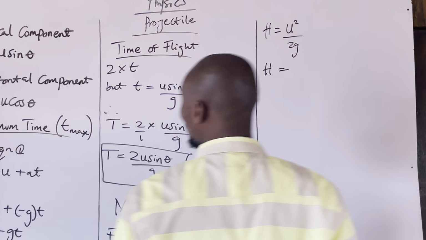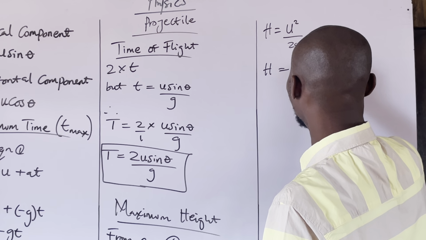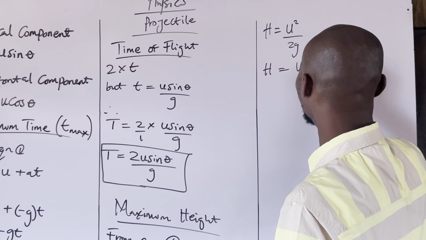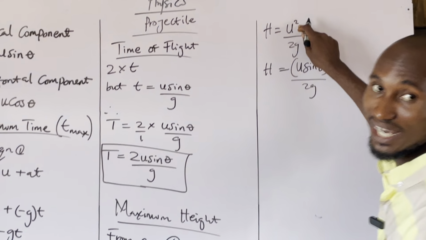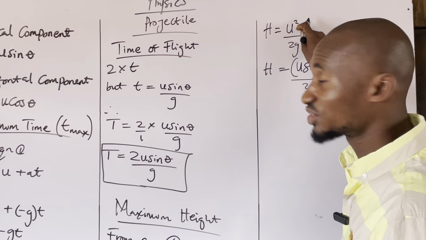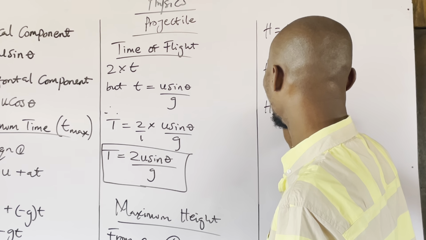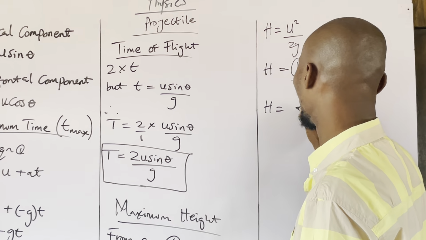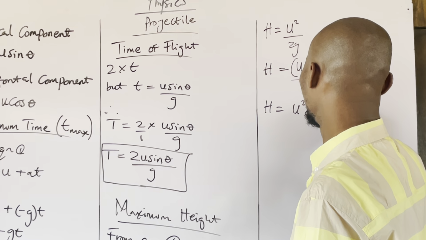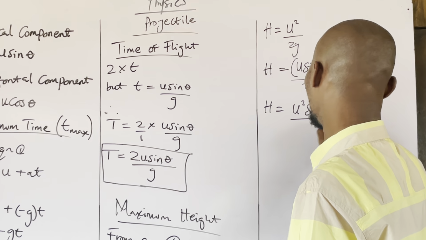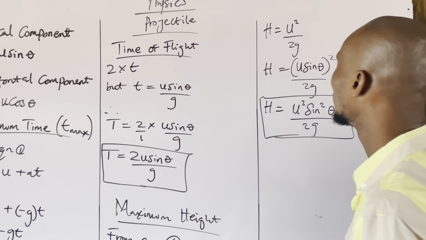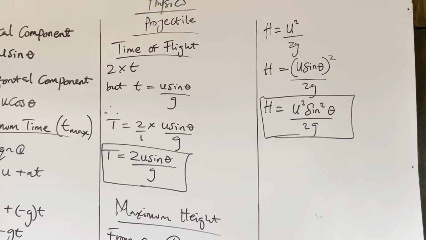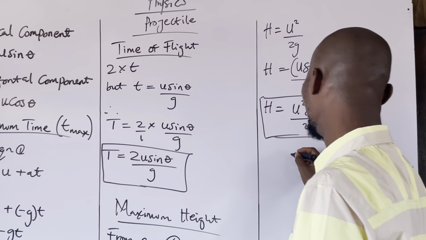So here we're going to use u sine theta all squared over 2g, because our u here has a vertical component. So h is equal to u squared sine squared theta over 2g. This is the formula for maximum height. Do you get? Yes.